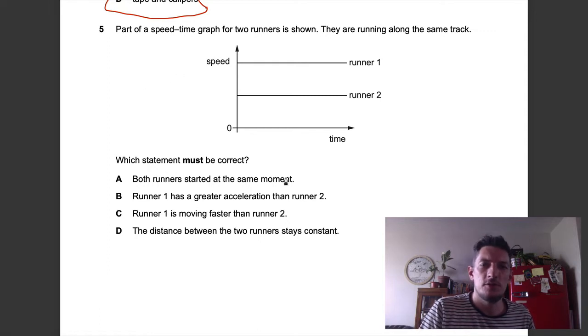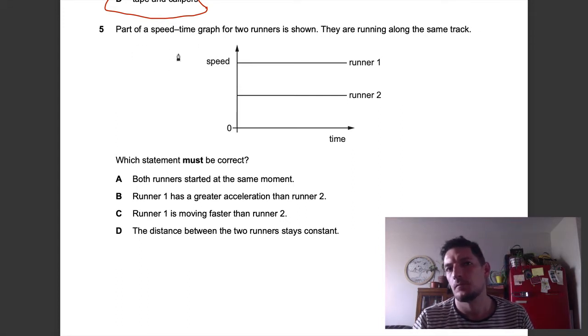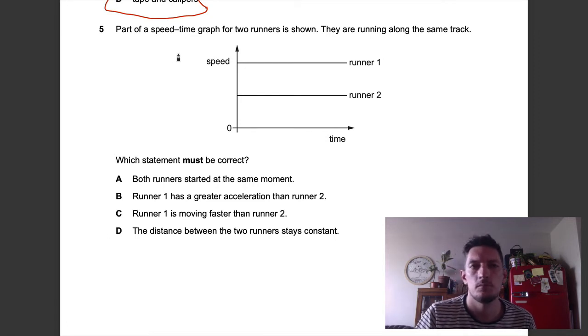Both runners started at the same moment. Must that be correct? I don't think necessarily. Remember they said it's only part of a speed-time graph. Maybe we didn't even see the beginning. And there's nothing here which shows where they started. So I'm not convinced that A is the correct answer.